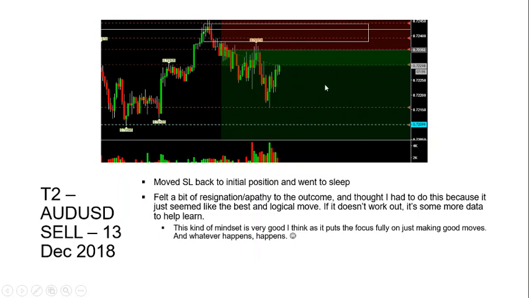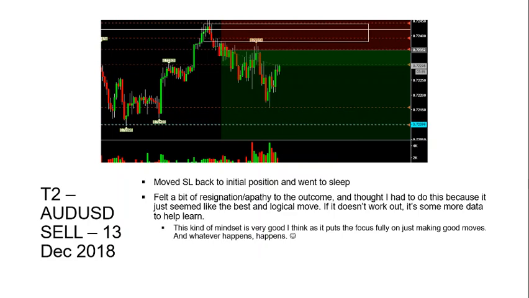Felt a little bit of resignation or apathy to the outcome, right? And it's just like, I don't care what it does. I've done the right thing. That was my mindset. And I thought I had to move my stop loss back to the original position, because it just seemed like the best and logical move, and I still think that.